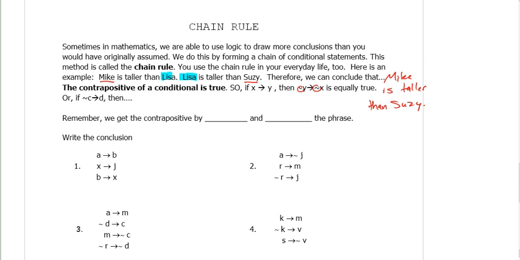Or if not C, then we would have not D. You're switching, so we already had a not in C, so we're going to take that not away. We didn't have a not in D, so we're going to give it to that D. Okay, remember, we get the contrapositive by switching and negating the phrase. So you flip the hypothesis and conclusion, and you negate the phrase. You do both things.